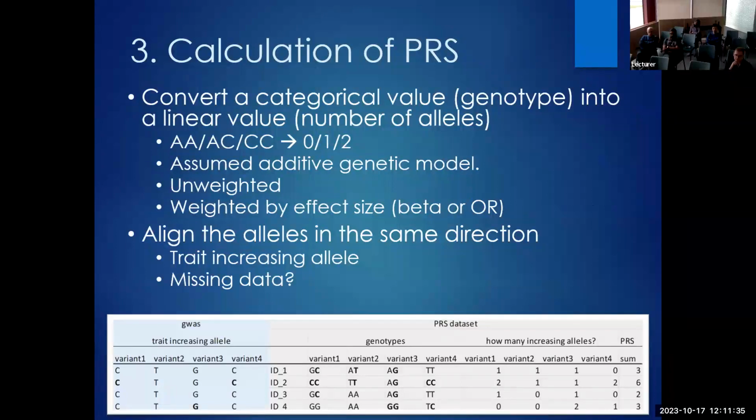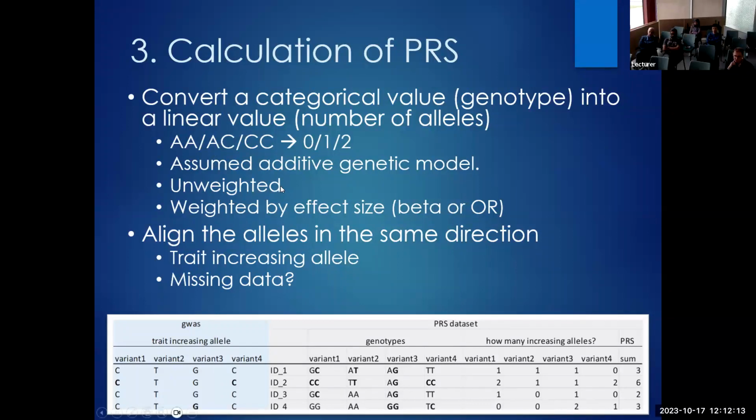So to calculate the PRS, basically, we're converting lots of categorical variables into a linear variable. We count the number of risk increasing alleles. So if for this variant, the C allele is the risk increasing allele, we have 0, 1, and 2, because the assumption is an additive genetic effect. We assume that 2 copies has more of an effect than 1 copy, and that's different from 0 copies. You can use a dominant or a recessive model, but you have to have good biological reasoning to do that.